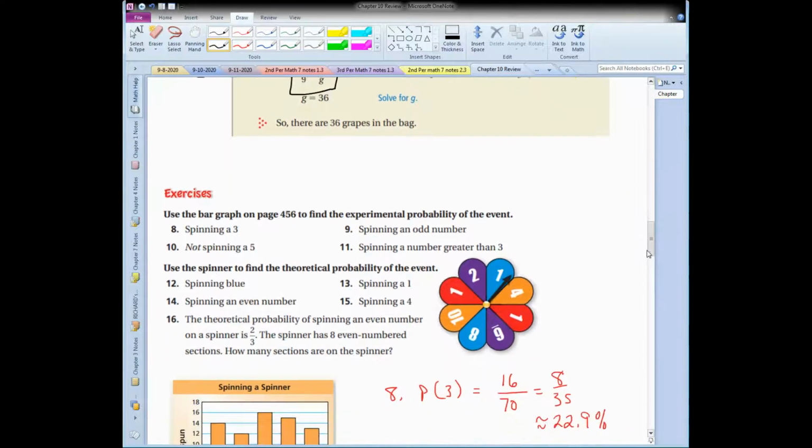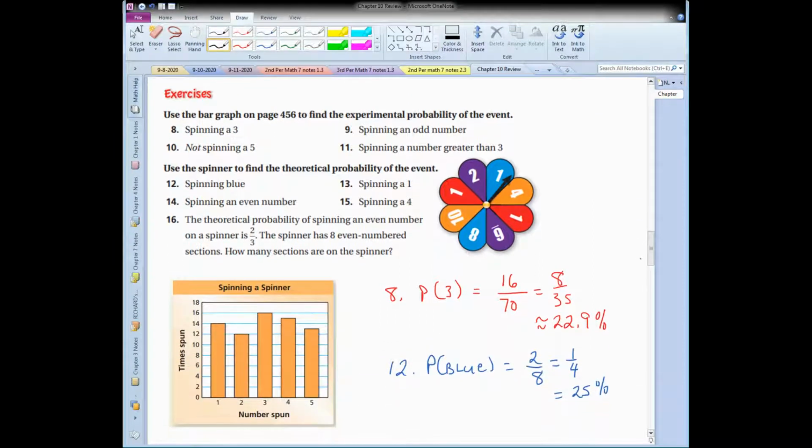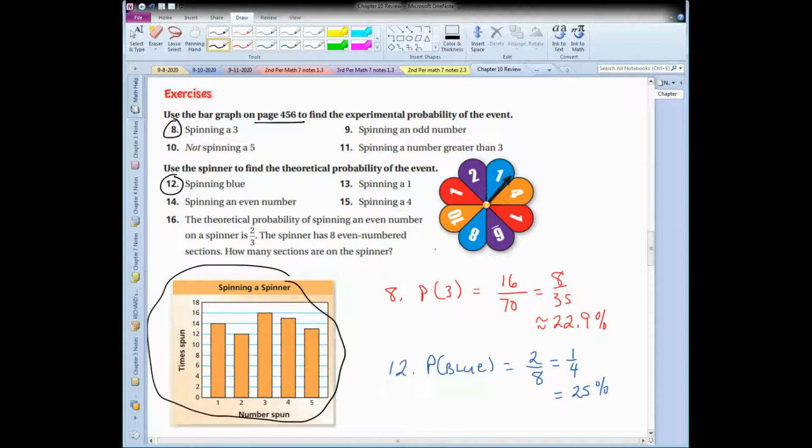Let's look at these exercises. I did number 8 and number 12 for you, and you can see those examples. Where it says use the bar graph on page 456, that's this bar graph right here. For the rest of the problems, if you stop the video and work these out, that's the bar graph you need to use. So you can see what I did to find the probability of spinning a 3.